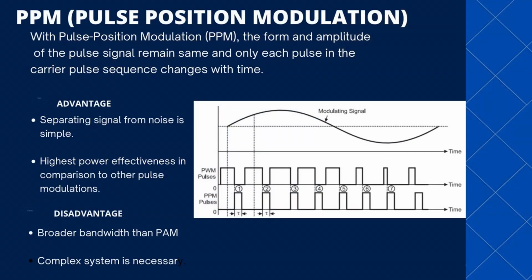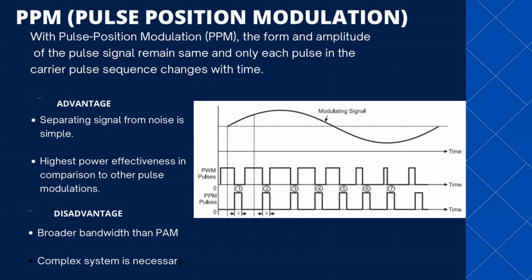So we go through to PPM, pulse position modulation. With PPM, the form and the amplitude of the pulse signal remain the same, and only each pulse in the carrier pulse sequence changes with time. You can see the example in a figure.